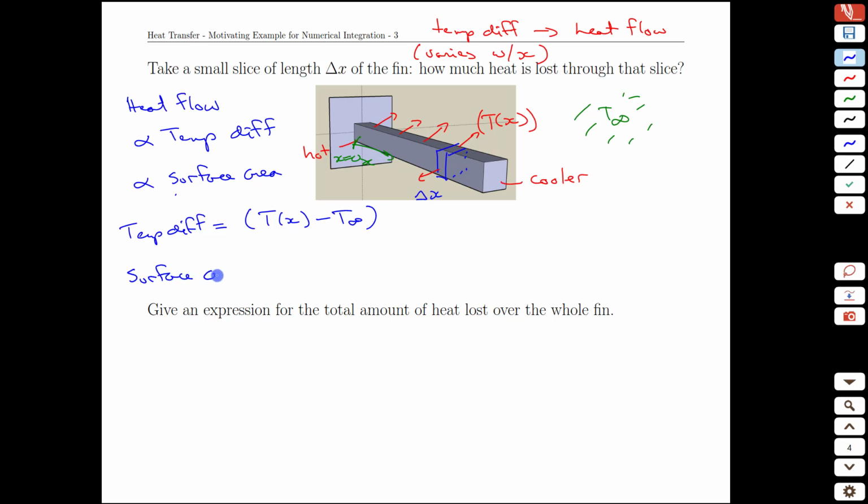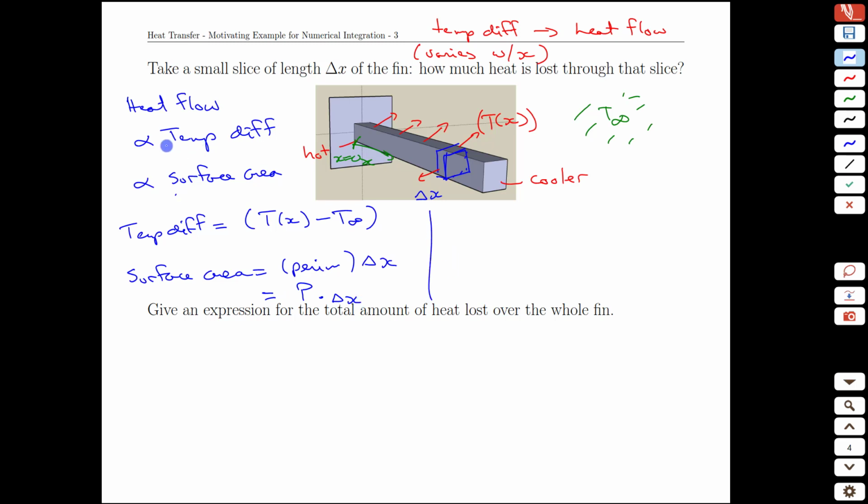The other element was the surface area, and that we can get by unrolling this slice here, and if we unroll it, we'll get some value for the perimeter. In fact, let's actually use the perimeter. And if we take that perimeter and multiply it by the other dimension we have, which is delta x, that will give us the area that's exposed to the environment. And let's give that a name. We'll just call it P, and then delta x for the surface area.